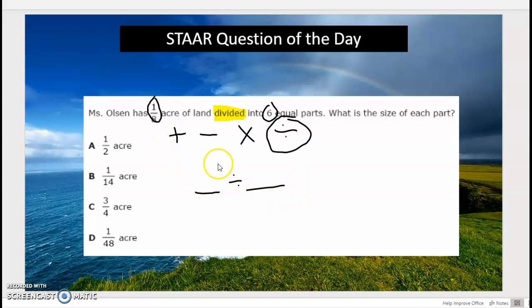And remember, whatever goes here is what's going to be divided. Well, we know the land is getting divided up, so we're going to put the 1/8 first. And it's getting divided up into 6 groups. Okay, so we are dividing fractions.